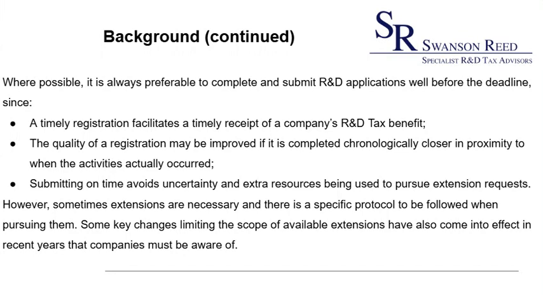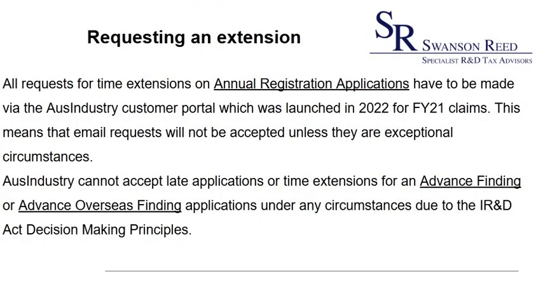However, sometimes extensions are necessary and there is a specific protocol to be followed when pursuing them. Some key changes limiting the scope of available extensions have also come into effect in recent years that companies must be aware of. All requests for time extensions on annual registration applications have to be made via the Oz Industry customer portal, which was launched in 2022 for FY21 claims. This means that email requests will not be accepted unless they are exceptional circumstances.